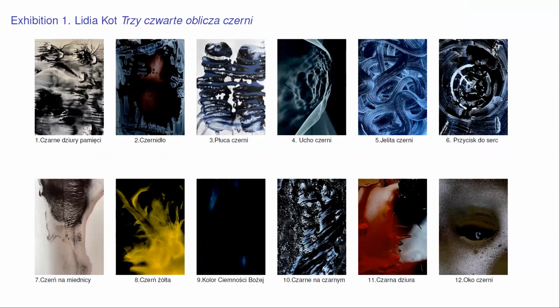As you see, they are somehow dark pictures. The title of the exhibition was "3/4 of Black", and it was in a gallery in Toronto and lasted for 3 weeks or something like that. And you will see what we did.